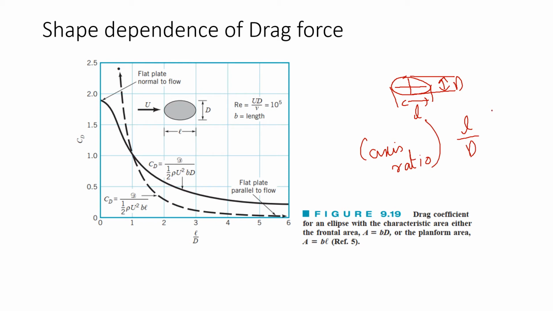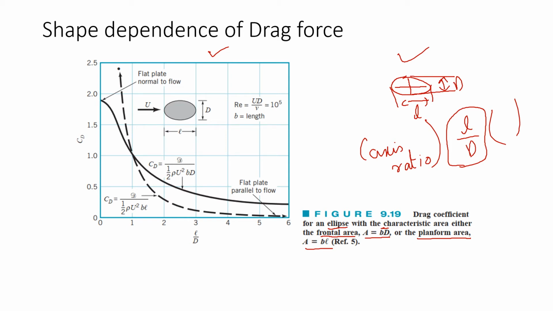And by changing the axis ratio, we can actually change the shape of the object. So by seeing the shape dependence, we can take this one variable and see different shapes by changing the values of L and D. As you can see from this graph right here, this graph shows the drag coefficient for an ellipse with the characteristic area, either the frontal area, that is in this case, or the planform area, that is for this case. So the frontal area is this one.